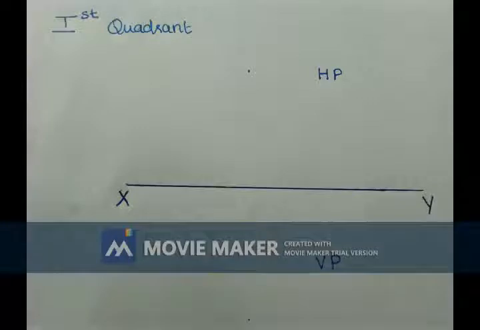So see this: when a point is above the horizontal plane, you draw the front view above your XY, and if the point is in front of the vertical plane, you project the top view below your XY line. The hint is in your question: if it is given above HP, you draw above XY, that is your front view, and if it is in front of VP, you draw below XY, and it is the top view.